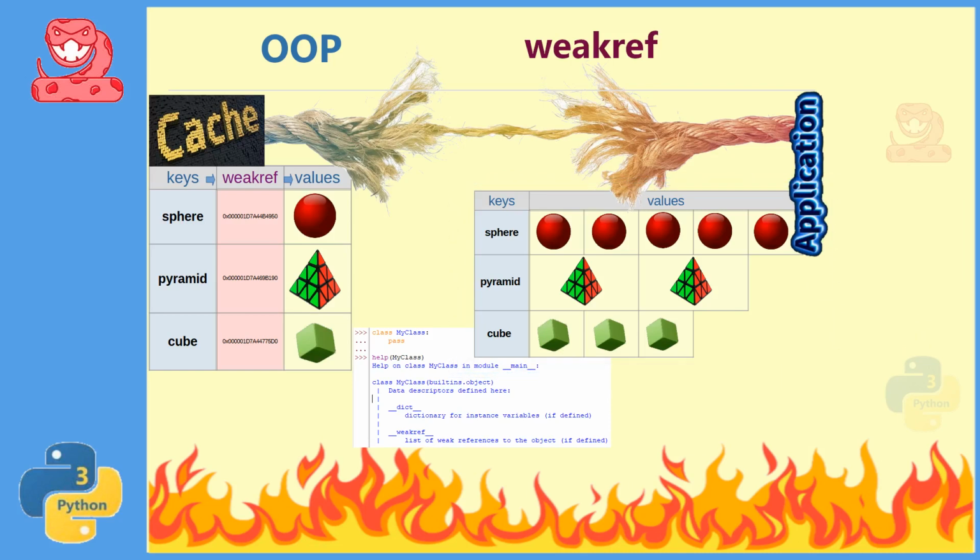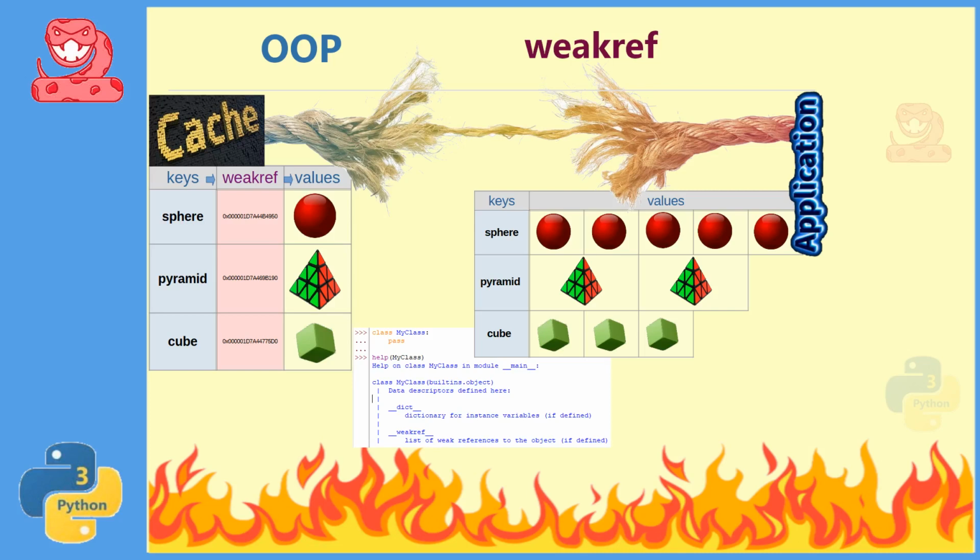To avoid spending time and resources on creating identical objects repeatedly, we can store them in a cache upon the first request. For subsequent requests for these shapes, we can retrieve them from the cache. We need to clear the cache of objects that are no longer requested, and this is where weak references come into play.